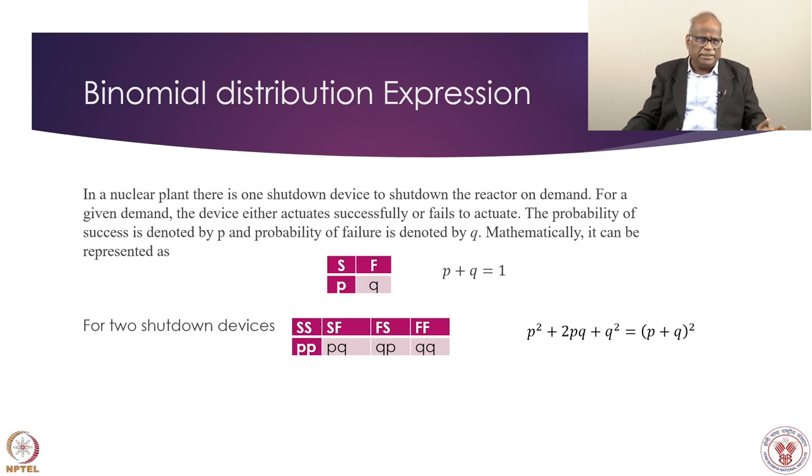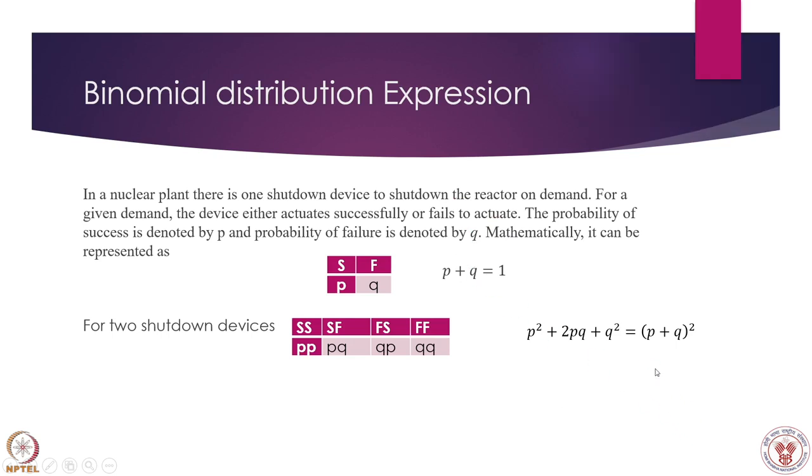Let's say we have 2 components or 2 shutdown devices, for an event or fire system to come under control, or shutting down a system which takes it to a safe state. We have 2 components to take it to the safe state, so what are the probabilities? The combinations are: both will succeed, SS; the first will succeed and the second will fail; the first will fail and the second will succeed; and both will fail. So we have four combinations, and we come to p square plus 2pq plus q square. So for a single component we had one model, and for two components we have another model.